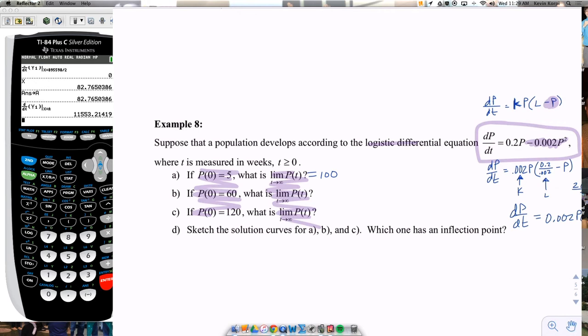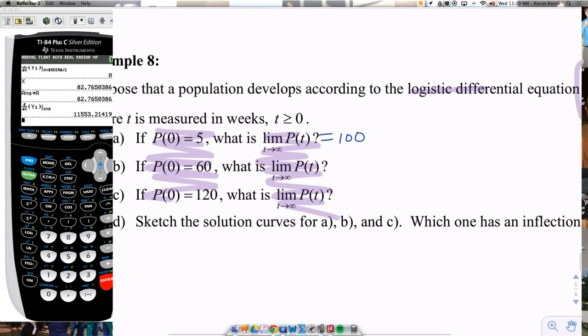Population units. What if the y-intercept was 60? It'd still be 100. What if the population were 120? That's more than 100. It's going to decrease towards 100. Doesn't matter.